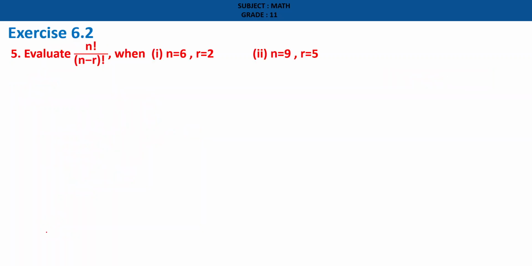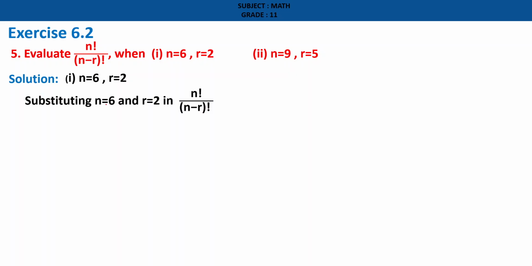Let us solve question number 5. Evaluate n factorial divided by n minus r factorial when n is equal to 6, r is equal to 2 in the first subsection, and in the second subsection n is equal to 9 and r is equal to 5. Solution. n is equal to 6, r is equal to 2. Therefore, substituting n equal to 6 and r equal to 2 in n factorial divided by n minus r factorial, we get 6 factorial divided by 6 minus 2 factorial. In place of n, 6, in place of r, 2.